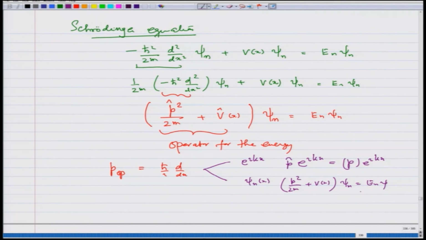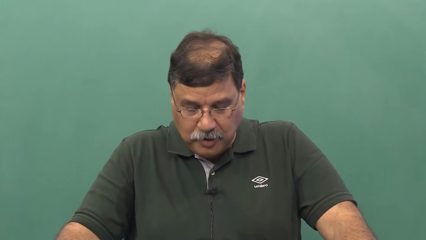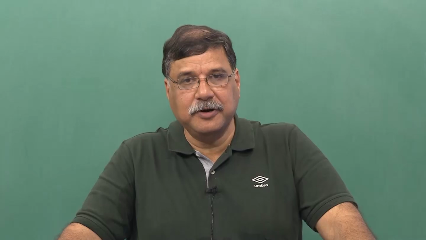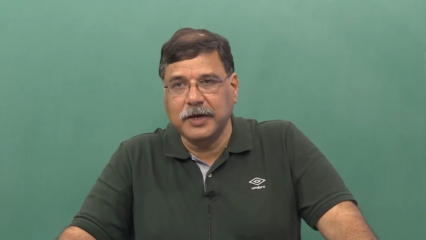So, this operator for the energy is known as the Hamiltonian. And in this course, this is an introductory course, so I am not going to go more into the details of why this is called Hamiltonian, but this is the Hamiltonian operator. So, Hamiltonian is the operator for energy, it acts on psi n, an eigenfunction, and gives you E n.